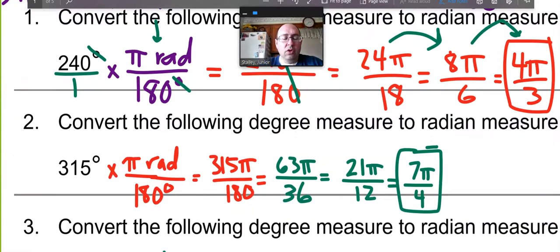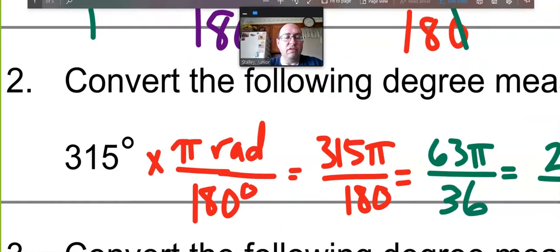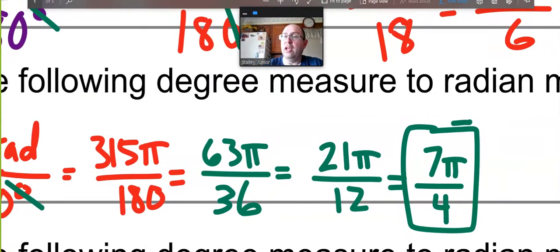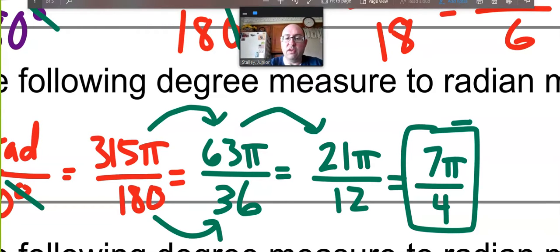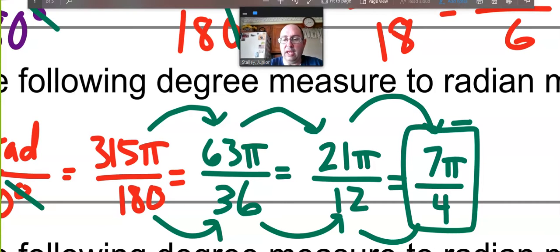Okay, so let's do a couple more here. We got 315 degrees over 1. The degree units cancel. 315 pi over 180. Of course, you can't divide by 10 this time, but you can divide by 5. And if you do divide by 5, you will get 63 and 36. And then, of course, I divided by 3. And then I divided by 3 again to get 7 pi over 4.